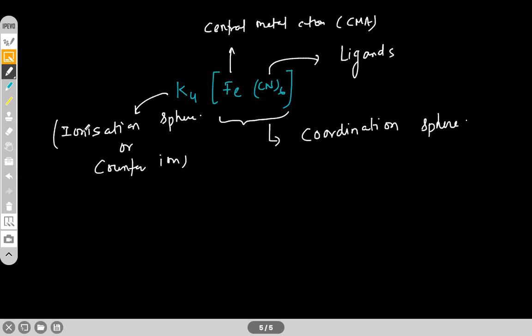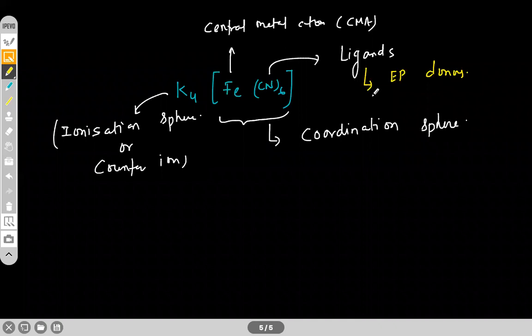So this one is a complex anion because the negative part is complex. Ligands are electron pair donors. They donate an electron pair, not an electron, but an electron pair, to the central metal atom, that is iron in this case. Copy this down. So these are the terms we are going to use in this chapter: ligands, coordination sphere, central metal atom or CMA, and other terminology.